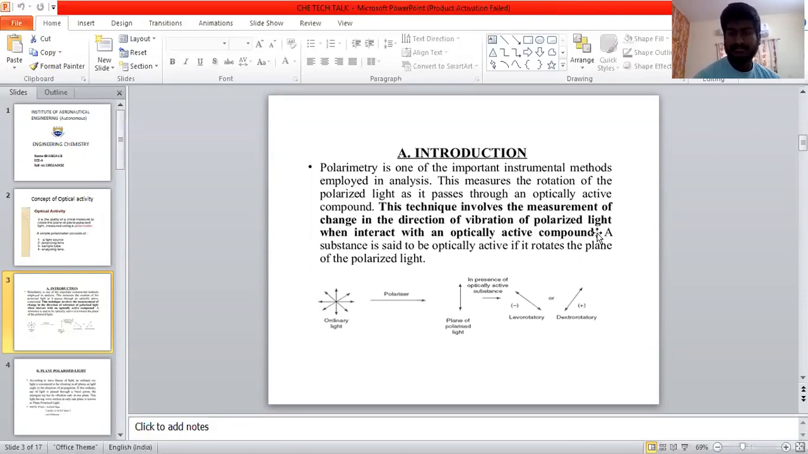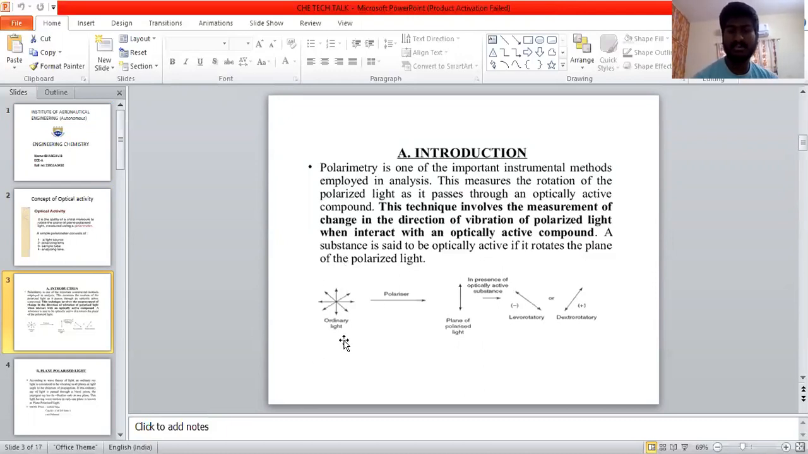A substance is said to be optically active if it rotates the plane of polarized light. So when it rotates the plane polarized light, we say it is optically active. When it does not rotate the plane polarized light, then we call it optically inactive. So when do we call it optically active? We call it optically active if it rotates the plane of polarized light.